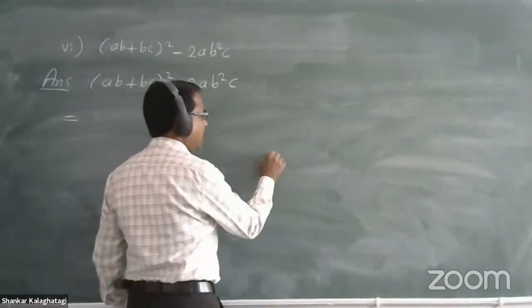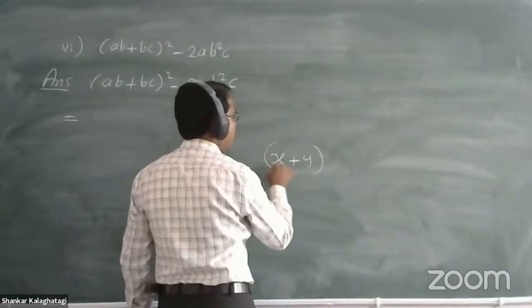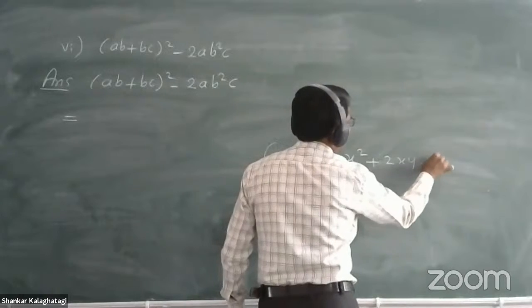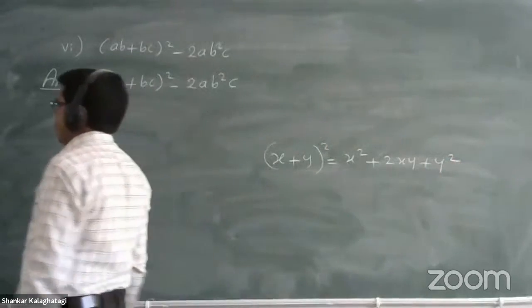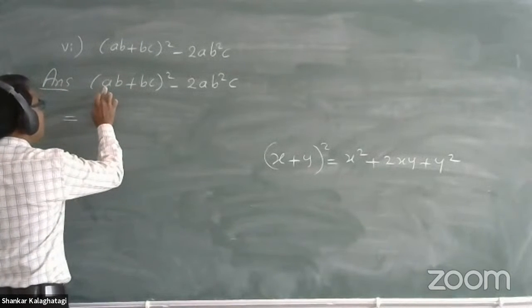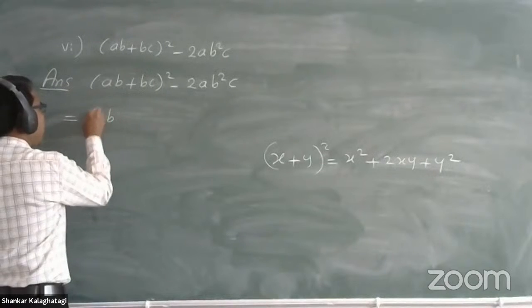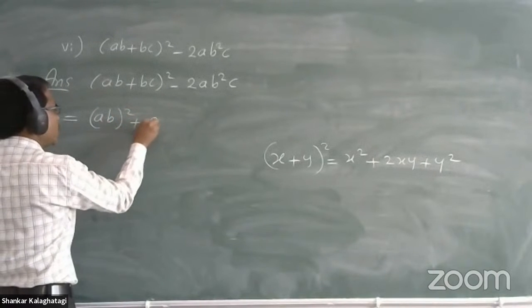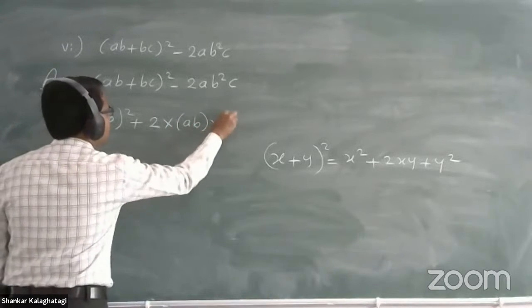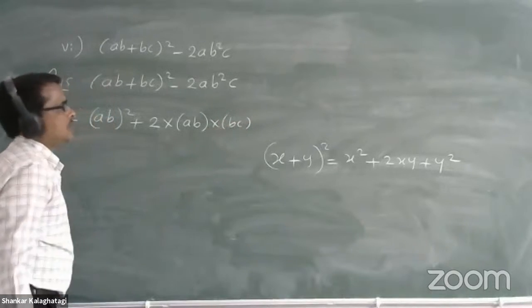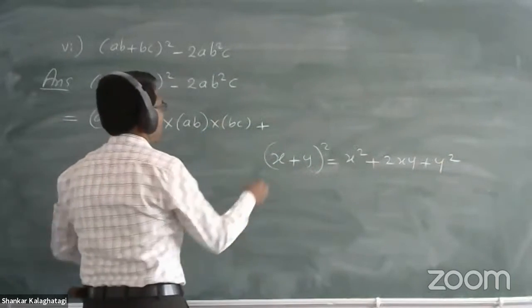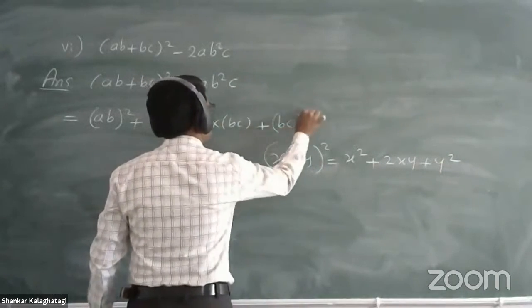You will get confusion. Use the identity, you write x plus y. (x + y)² is x² + 2xy + y². So its expansion is the first term squared, (AB)², plus 2 times first term AB times second term BC, plus the second term squared, (BC)².